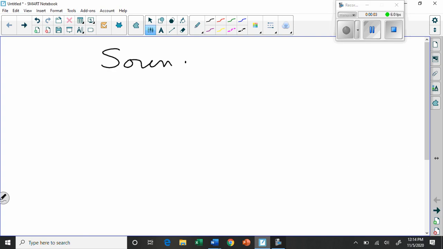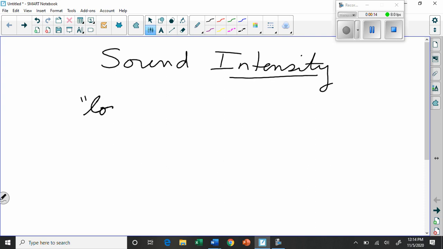Sound intensity. Intensity is essentially related to the loudness of a sound. That's another way of describing intensity.